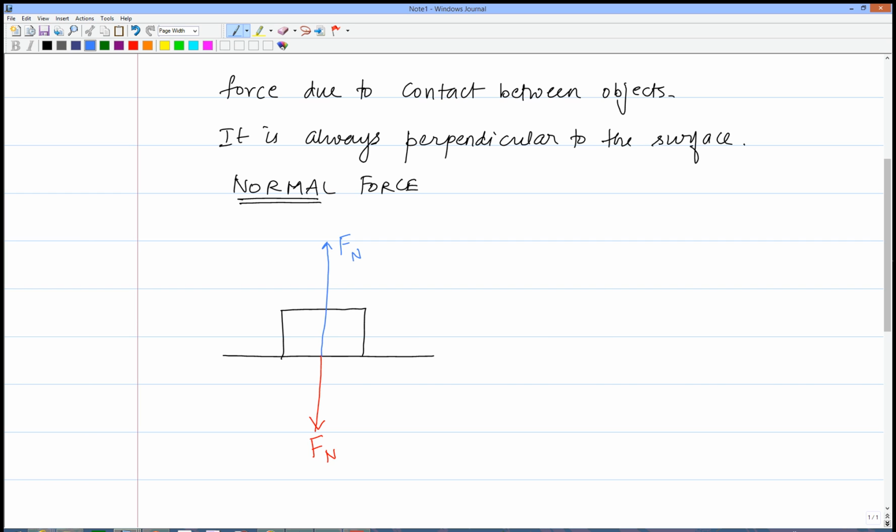This is action and reaction. This is Newton's third law coming into play, where we know that for every action there is an equal and opposite reaction. So if the block pushes on the surface, the surface pushes back on the block.